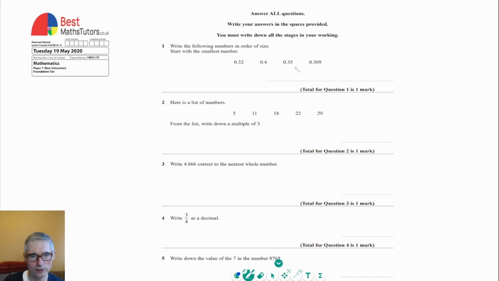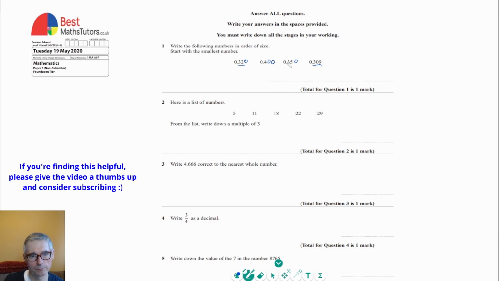And I find the easiest way to do it is to look at the one with the most number of decimal places, which is this one, which has got 3, and then add zeros onto all of the others so that it's got the same number of decimal places. So if we look at the 0.35, if we add 1 zero onto that, that's also got 3 decimal places. I'm going to add 2 zeros onto this one, and I'm going to add 1 zero onto this one. And now it's easier to compare because we can see that 309 is actually less than 320, and it's less than 350 and less than 400.